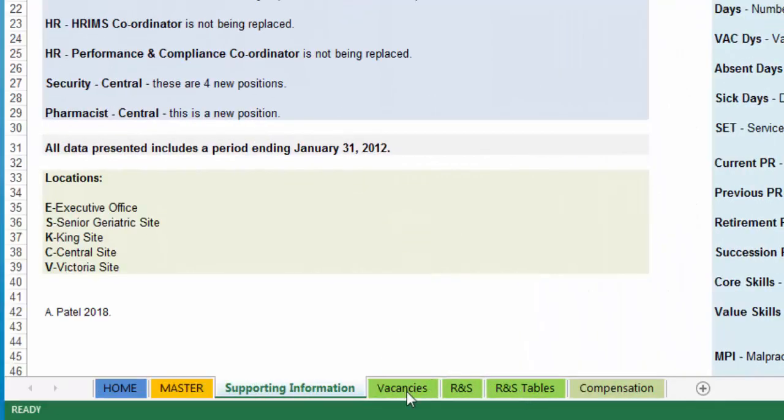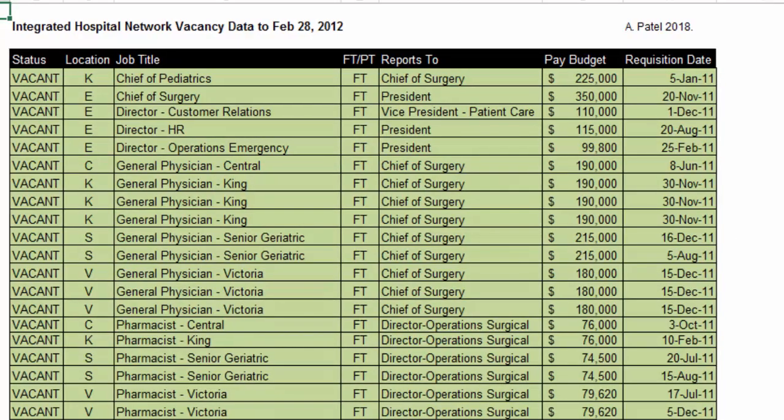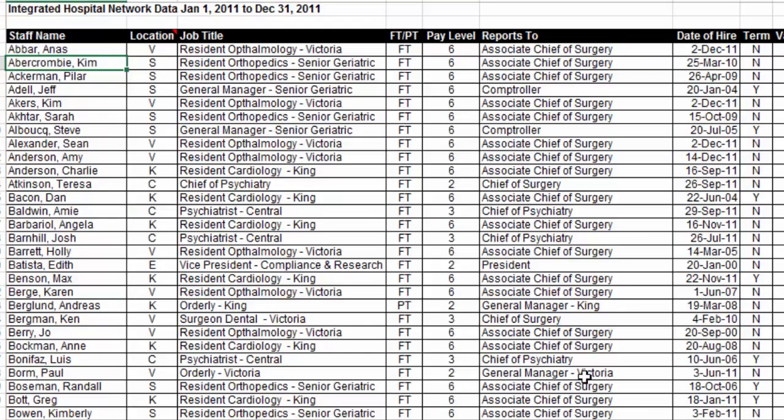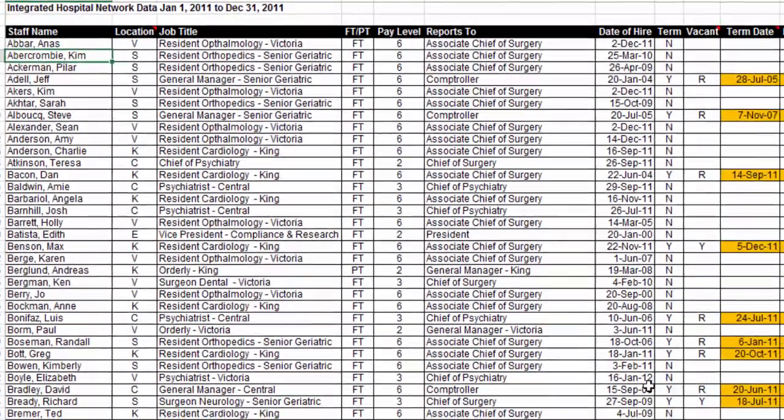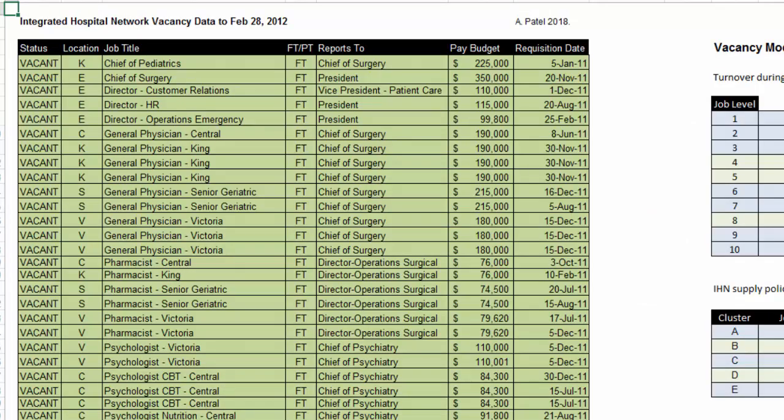If you go to the vacancies tab, you'll see information about only the vacant positions at IHN currently. So in the master tab, you've got all the jobs we've ever had, or all the positions that we've ever had since the inception. However, there's a number of these that haven't been filled yet. So if somebody was terminated and we wanted to replace them, who are they? So if you go to the vacancies tab, these are the actual jobs, okay?